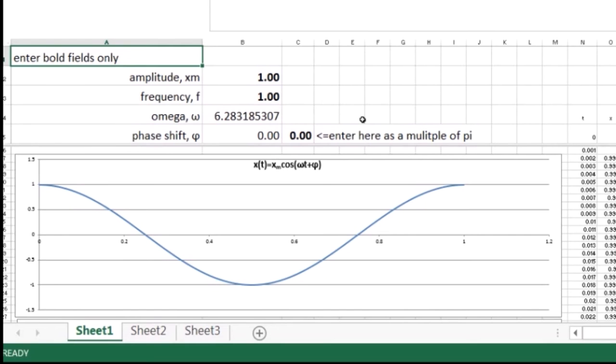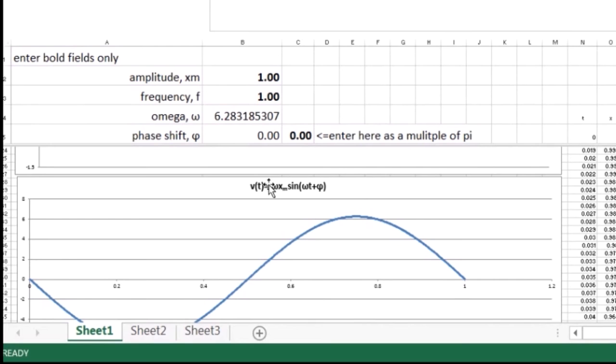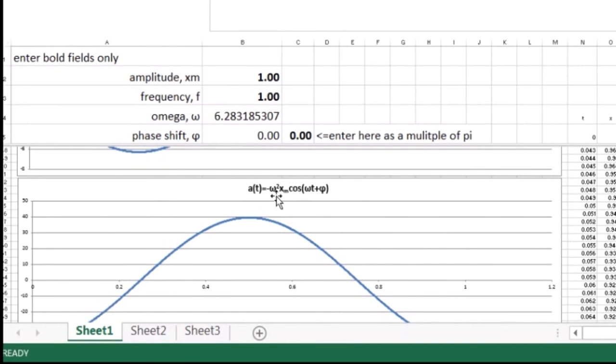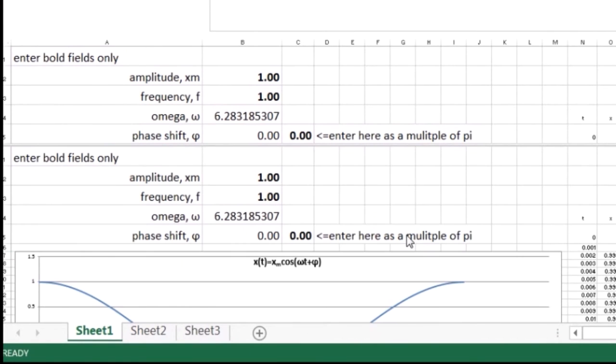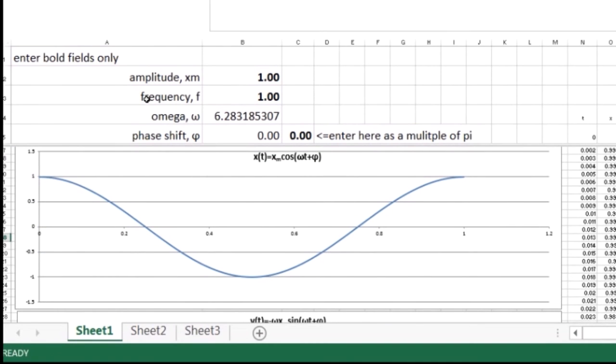I've set up an Excel file that graphs the equation x max times the cosine of omega t plus phi for displacement, and for velocity, my equation negative omega times x max times the sine of omega t plus phi, and down here the acceleration, negative omega squared x max times the cosine of omega t plus phi. So you can see all the graphs, and here you can enter the amplitude, the frequency, and the phase shift as a multiple of pi. So if I wanted a phase shift of pi, I would enter 1 here.